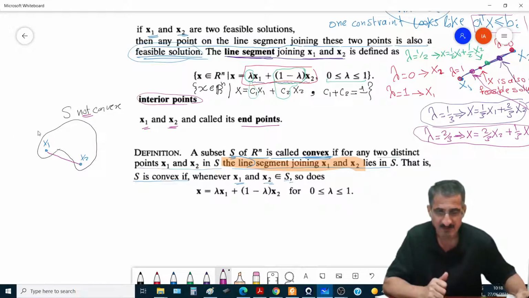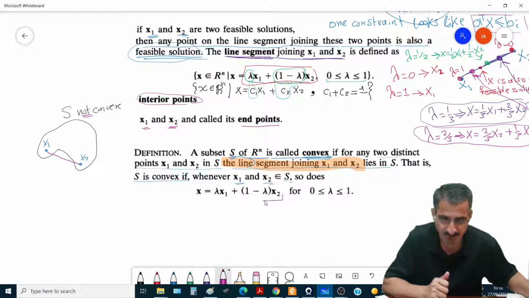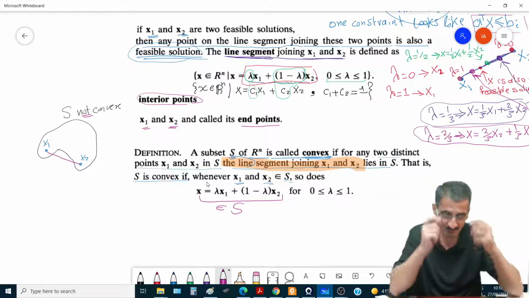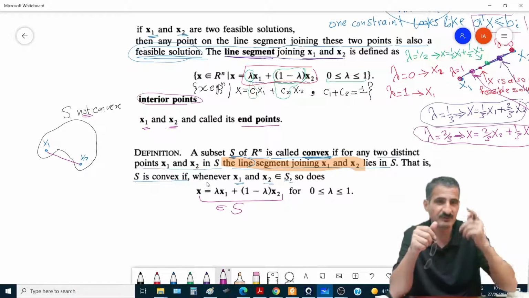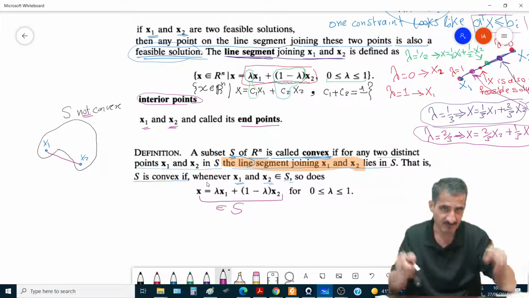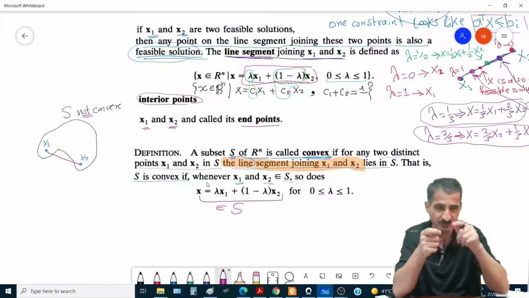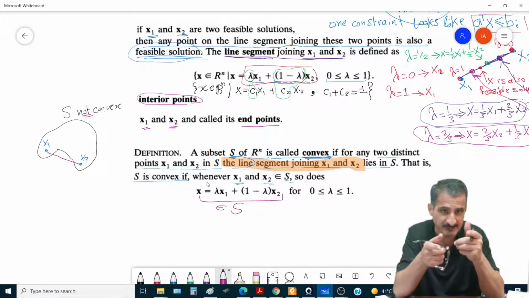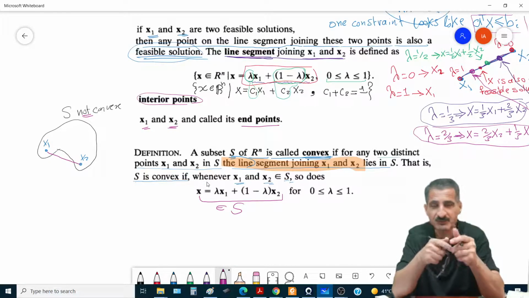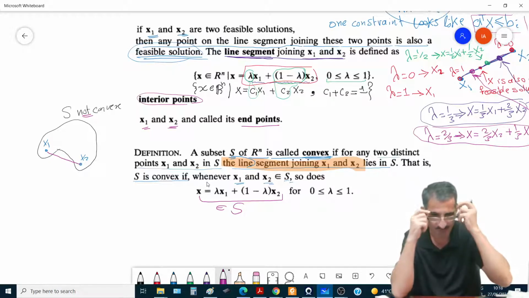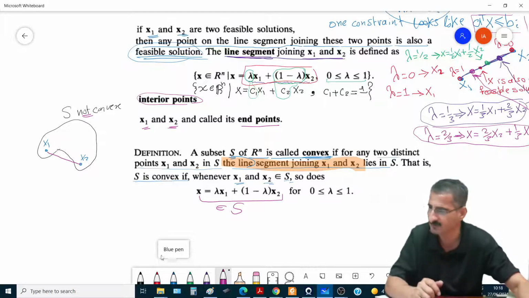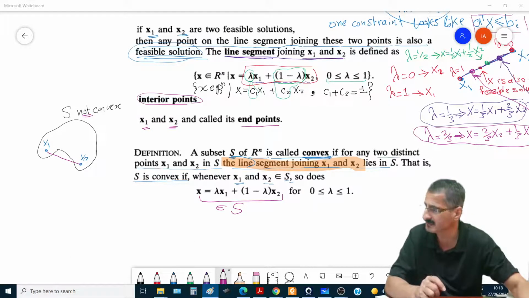Okay? And now it is important to understand that this belongs to S, the whole expression. If you give me x1 and x2 from S, then lambda x1 plus 1 minus lambda x2, whatever lambda is, with lambda between 0 and 1, that resulting thing must be inside S also. So this is the definition of a convex set. Let us see some examples, some graphs of convex and non-convex sets.